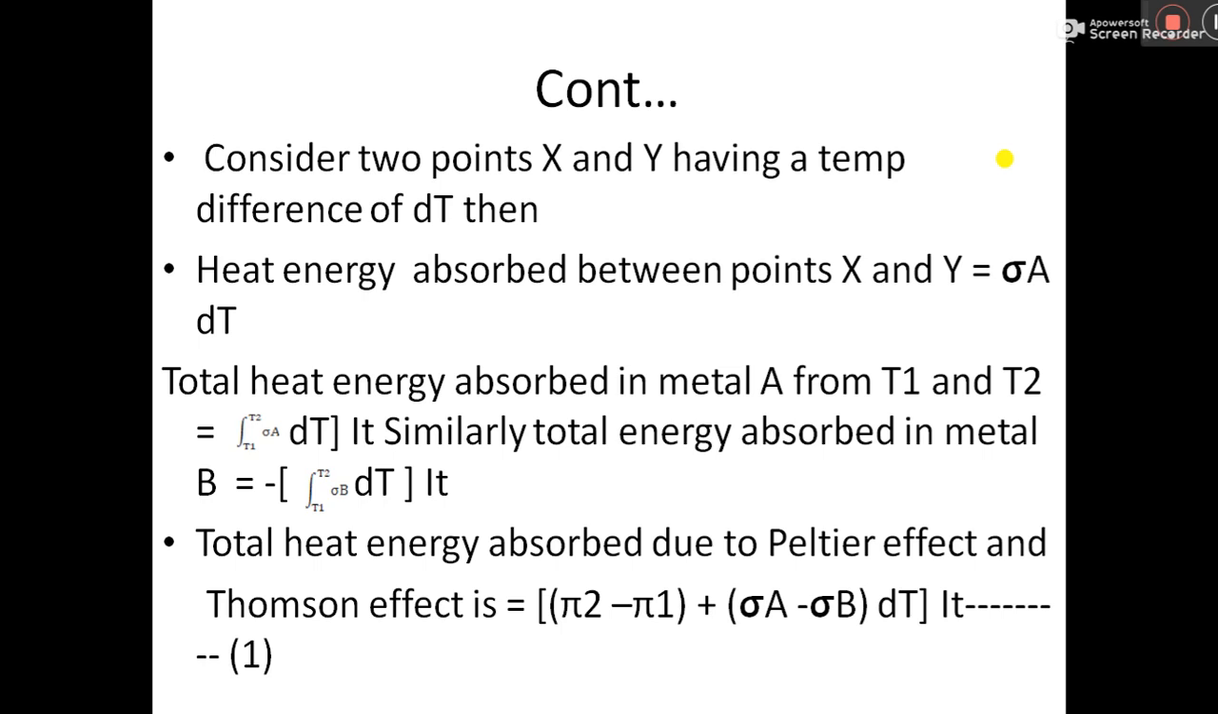Then total heat energy absorbed in metal A from T1 to T2 is given by integral from T1 to T2 sigma A dt into I into T. Similarly, total heat energy absorbed in metal B is given by minus integral T1 to T2 sigma B dt into I into T. Total heat energy absorbed due to both Peltier effect and Thomson effect is given by pi 2 minus pi 1 plus integral of sigma A minus sigma B into dt, into I T. Call this equation number 1.